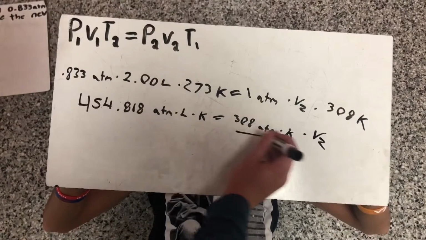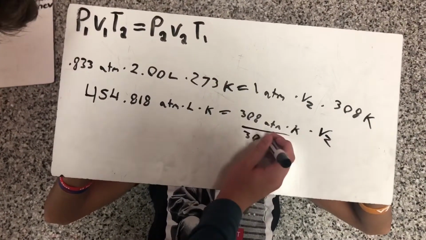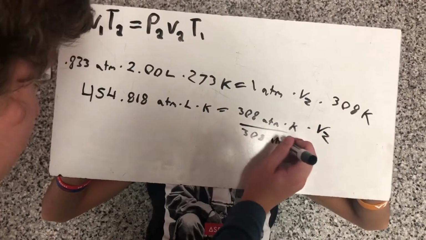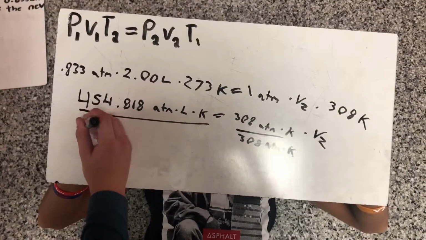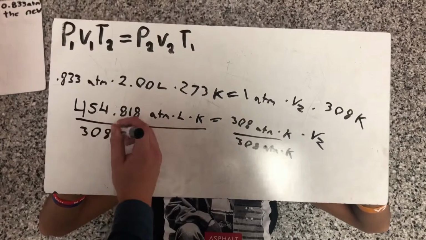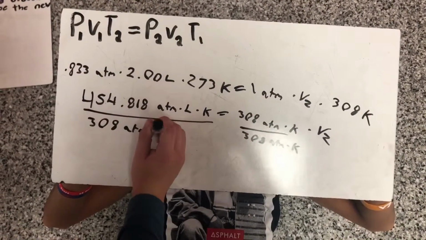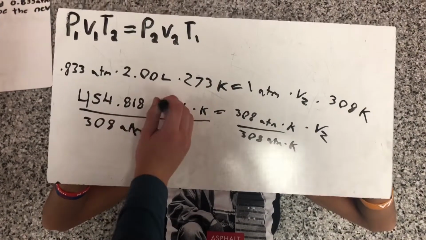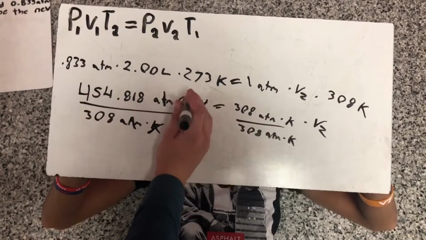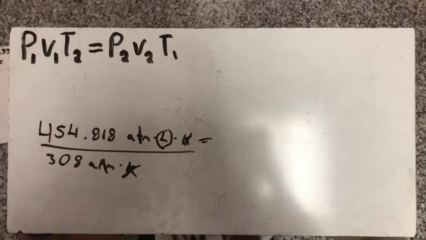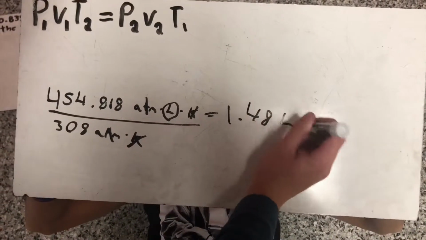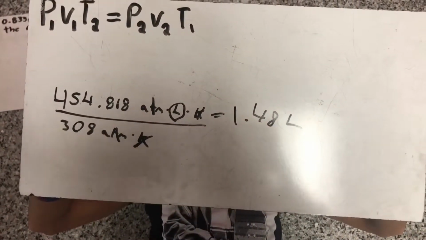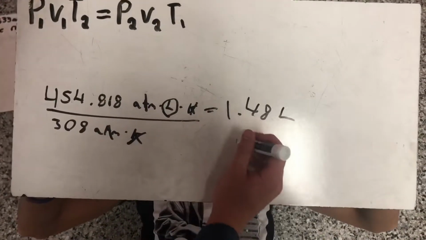We're going to divide this 308 atm over K times K, whatever. Divide it, same thing over here. 308 atm times K. Cross out what matches. We're left with liters. So altogether, that would round to 1.48 liters. But since we were only using 2 sig figs, we're gonna go down to 1.5.